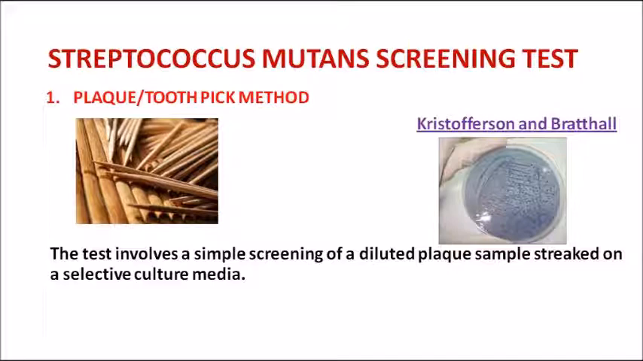In the toothpick method, using a toothpick, we collect a plaque sample, and this plaque sample is streaked on a selective culture media. The culture media shown is Christopherson and Bretal culture media, and after that we check for the presence of S mutans colonies. That is the plaque or toothpick method.